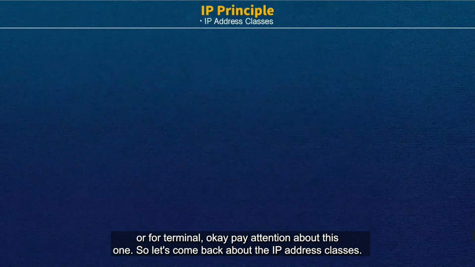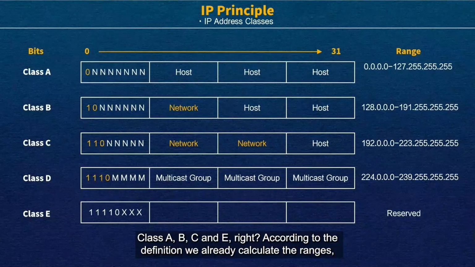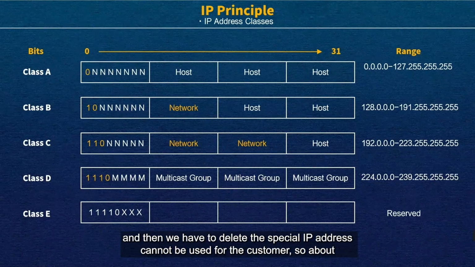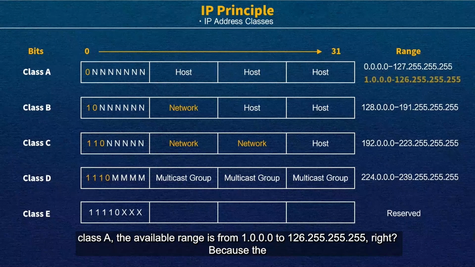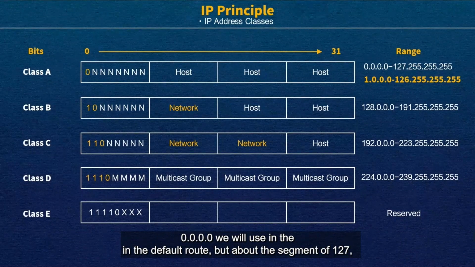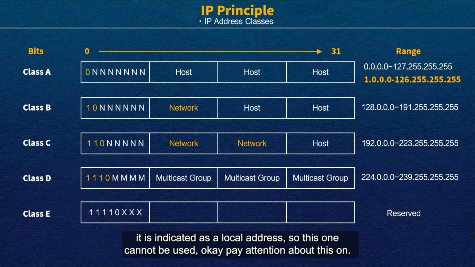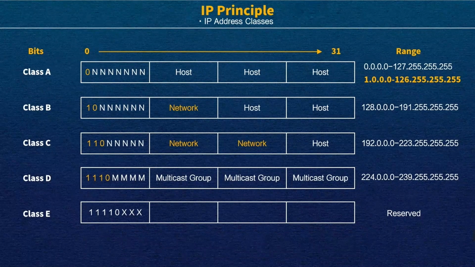So let's come back to the IP address classes. Class A, B, C, D and E, right? According to the definition, we already gave the range. And then we have to delete the special IP addresses that cannot be used for the customer. So the different one is Class A. The correct range is from 1.0.0.0 to 126.255.255.255, right? Because for 0.0.0.0, all the segment we will use as the default route. But the segment of 127 indicates the local address. So this one cannot be used. Okay, pay attention about this one.